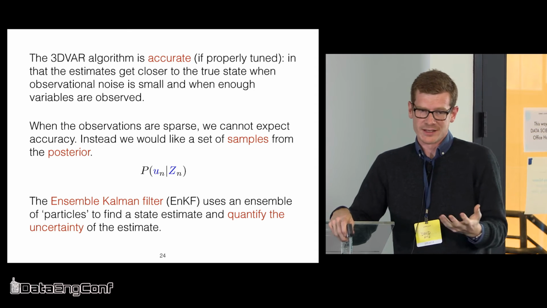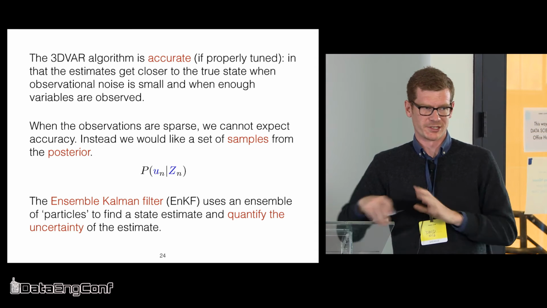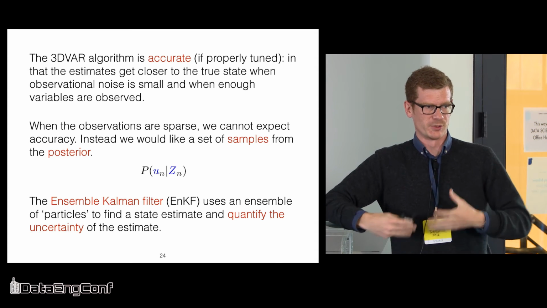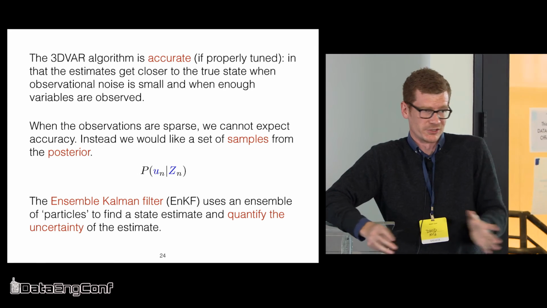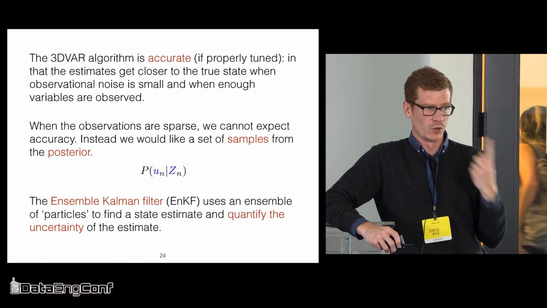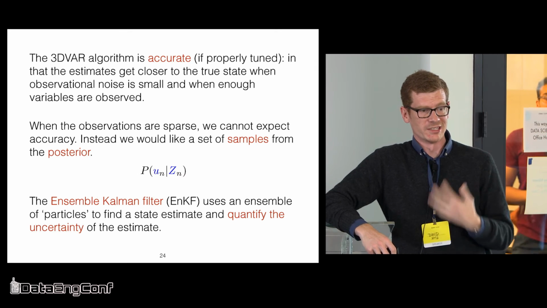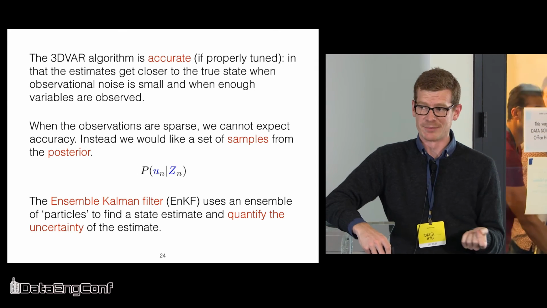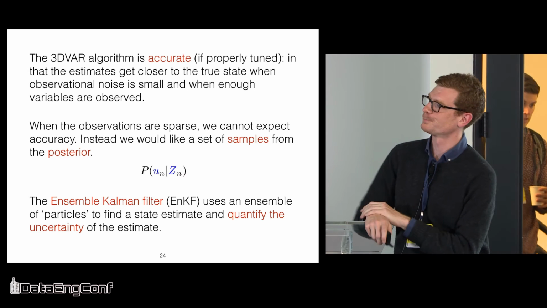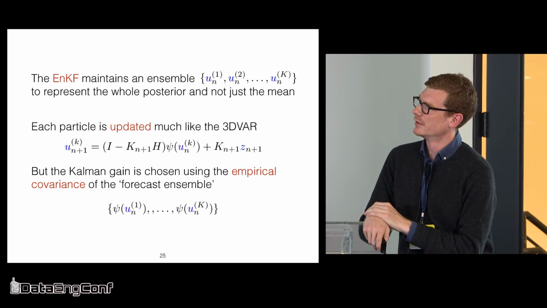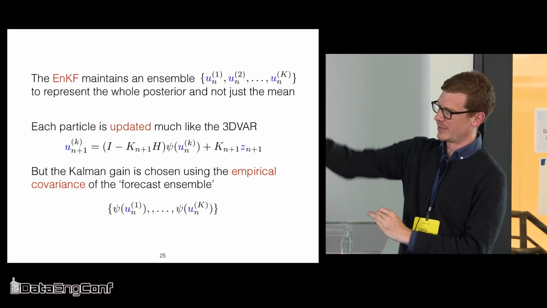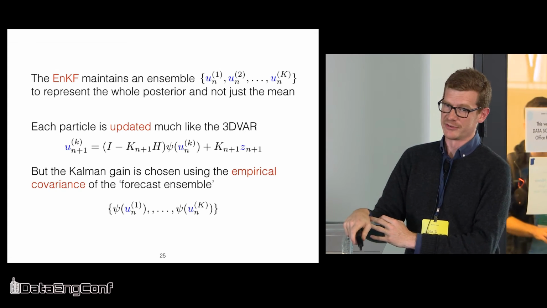It doesn't have any uncertainty quantification at all. It doesn't tell you anything about the covariance of your posterior. It doesn't tell you anything about the distribution whatsoever. It just gives you one state estimate. So we would like an algorithm which, in addition to a state estimate, told us something about uncertainty. We want something that tells us about the posterior and not just gives us a state estimate.